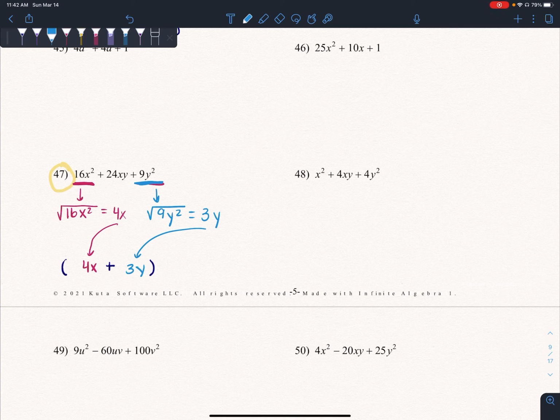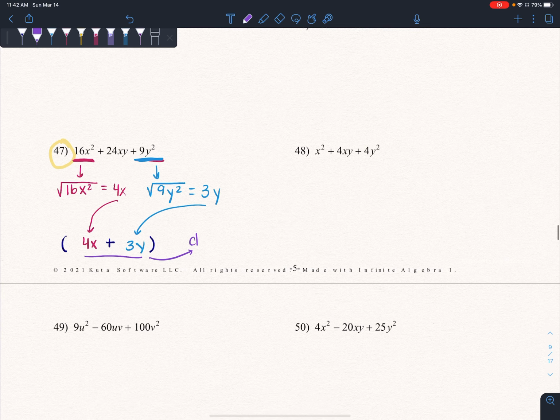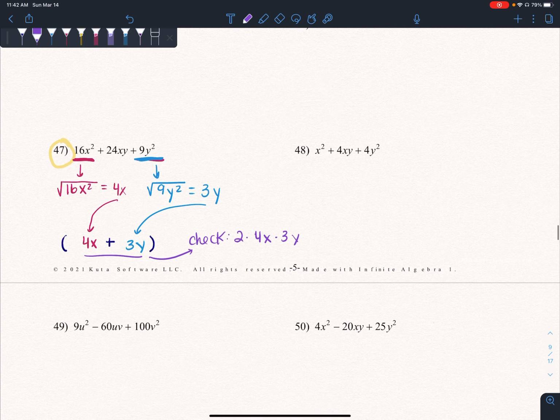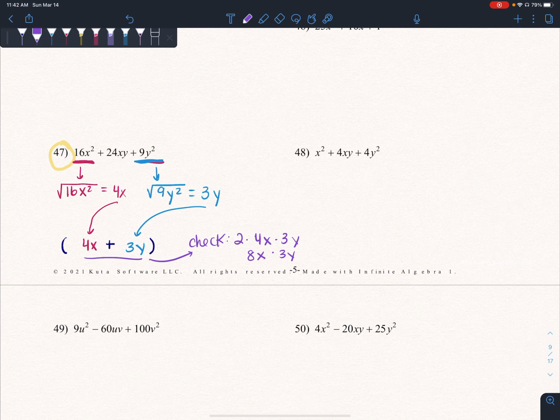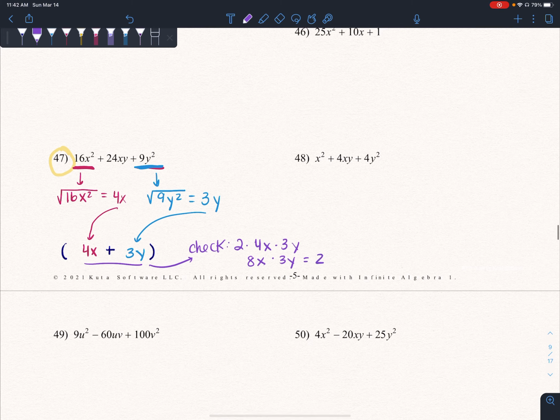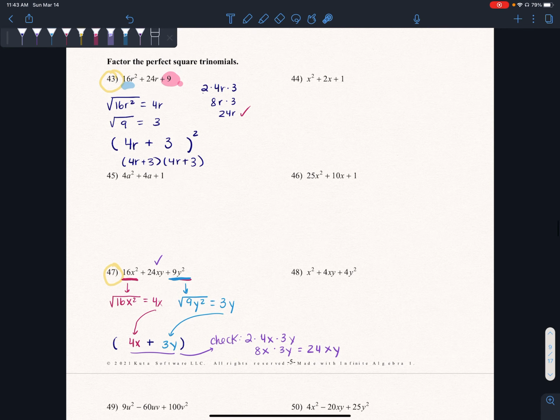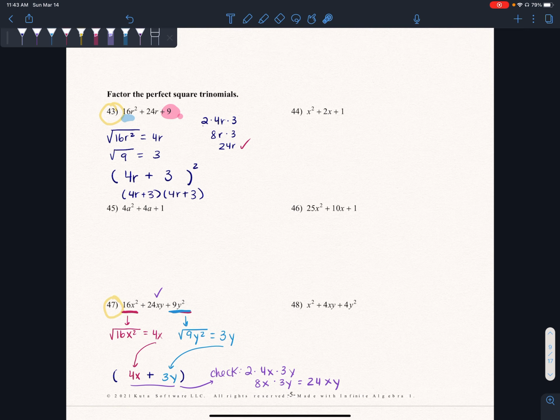And then we need to do our double check. So check 2 times 4x times 3y. 2 times 4, that's 8x, times 3y. That gives us 24xy. And that's exactly what we have here. So it's all good. That is really all there is to perfect square trinomials.